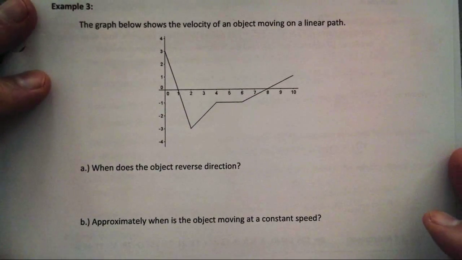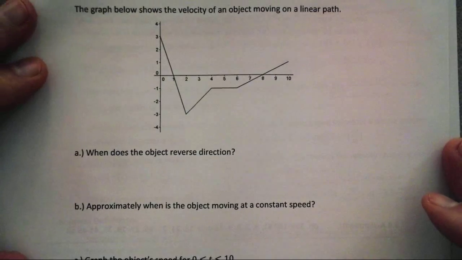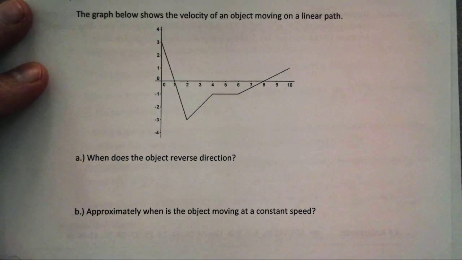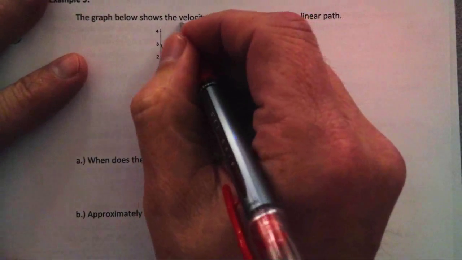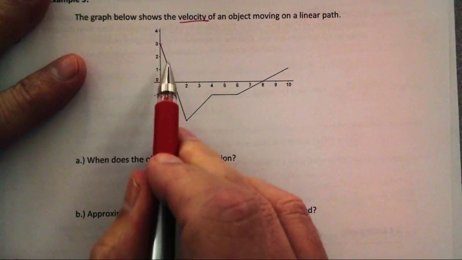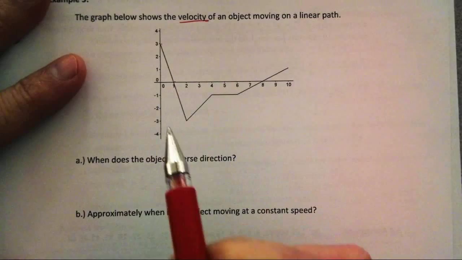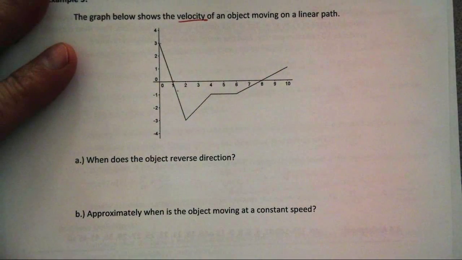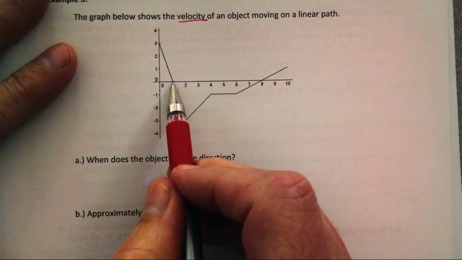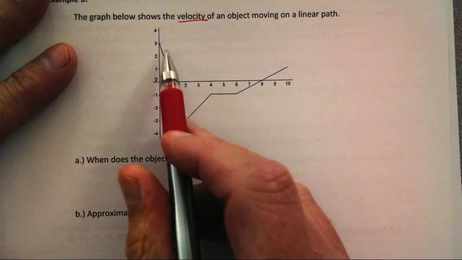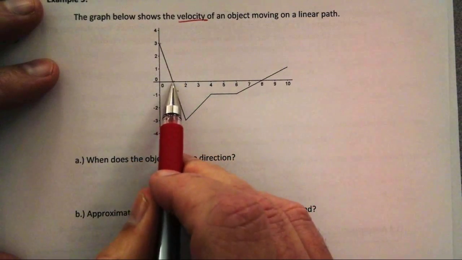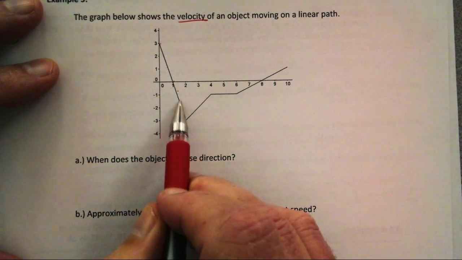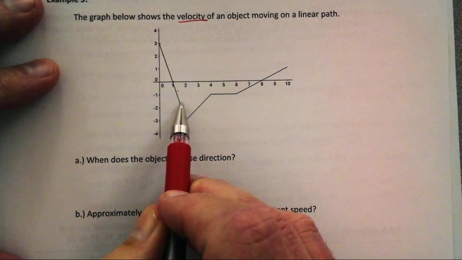Okay, the graph below shows velocity of an object moving on a linear path. When does the object reverse directions? Here's the biggie. We're going to look at graphs like this, and if we're not careful, we're going to say, oh, its position. But this is its velocity. Its velocity is 3, its velocity is 2, its velocity is 1, its velocity is 0, its velocity is negative 1. It looks like moving down, but really right now I'm moving to the left. I'm moving with a negative velocity. That is movement to the left.